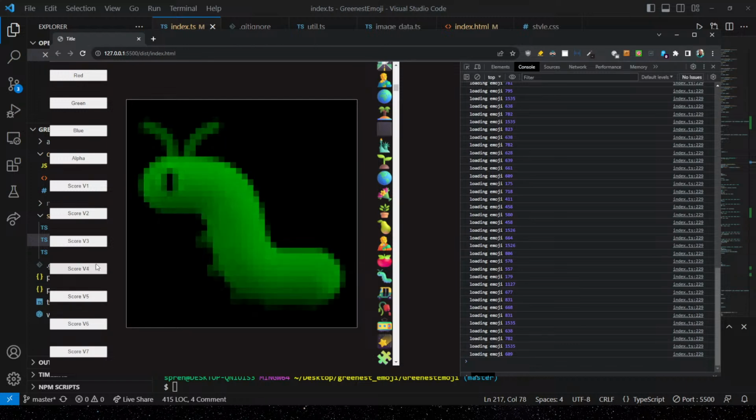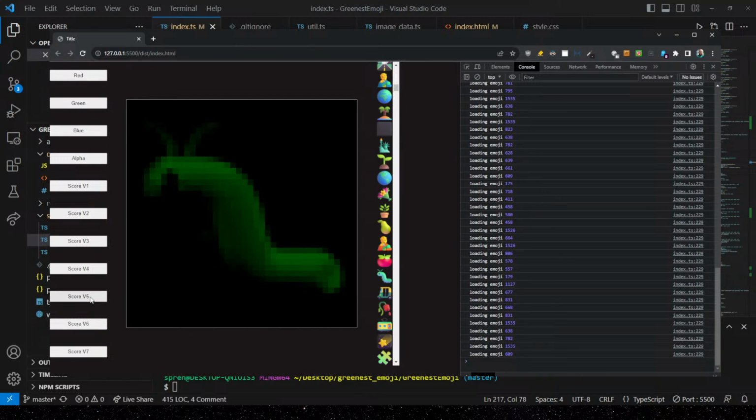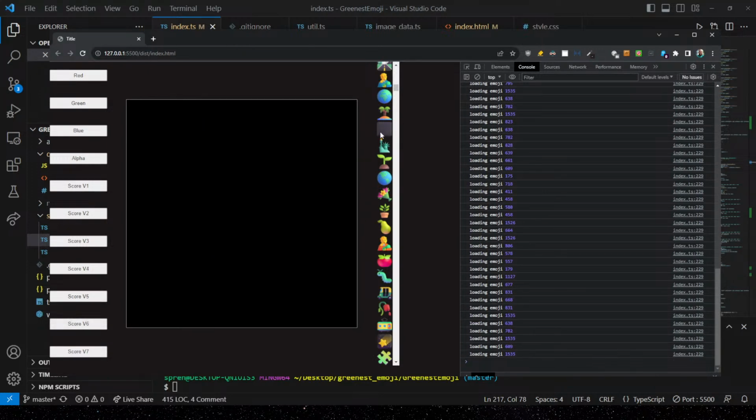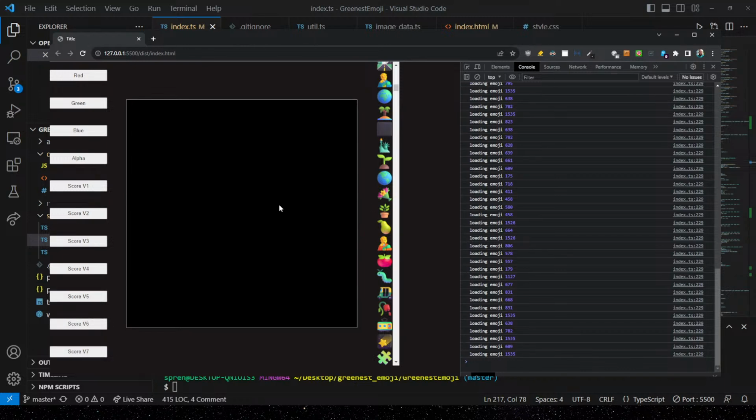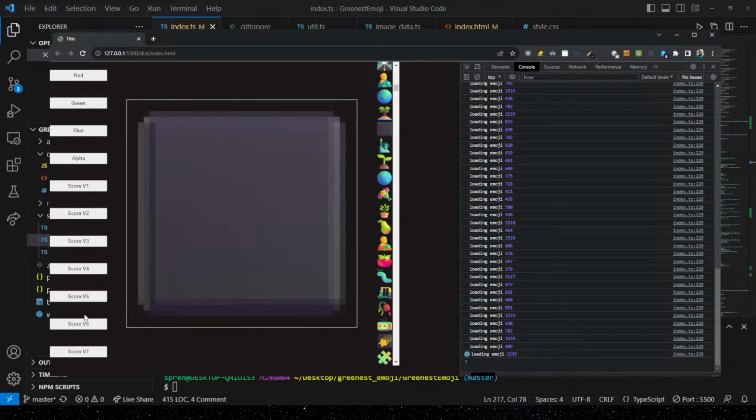V5 kind of did that better. But V5, oh well, yeah, maybe V5 was a little bit better in some ways. I don't know what the problem was with V5, but there's definitely something I didn't like about it.